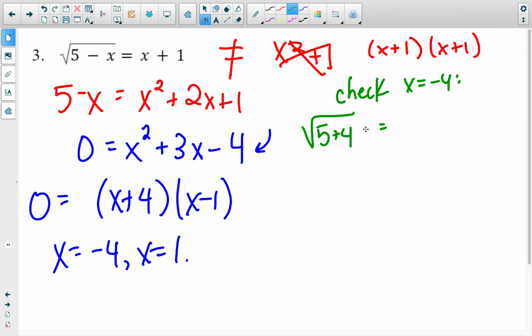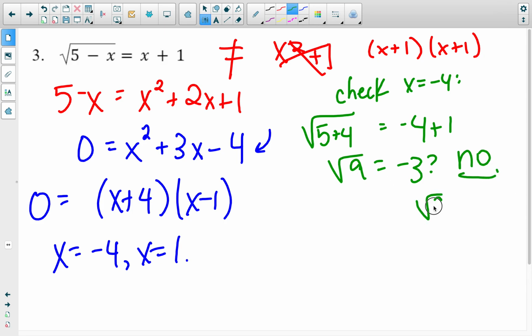5 plus 4, is that equal to negative 4 plus 1? So is the square root of 9 equal to negative 3? It's a key question. No, it's not, okay? The square root of 9 is positive 3. Remember that this is a different question than a number squared equaling 9. These are two different questions, okay? If I'm asking you what's the square root of 9, I only want the positive one. If I'm asking you what squared equals 9, I want positive or negative 3. Okay, they're two different questions.